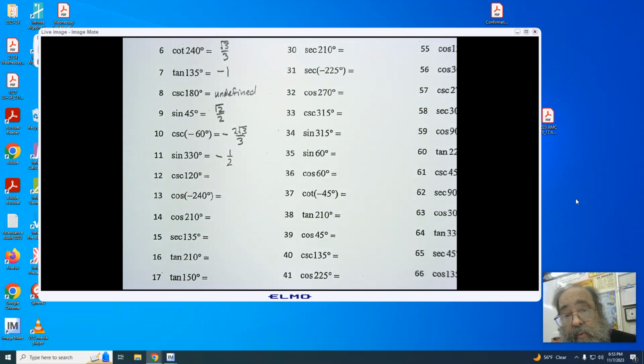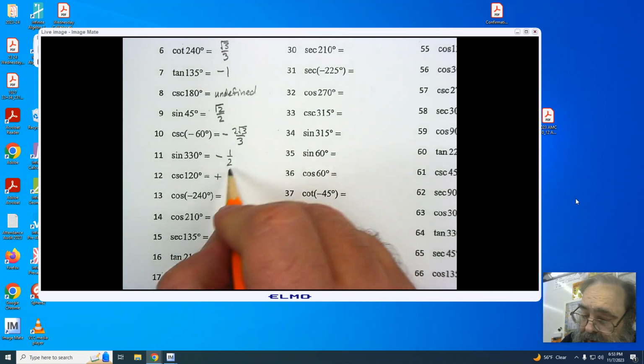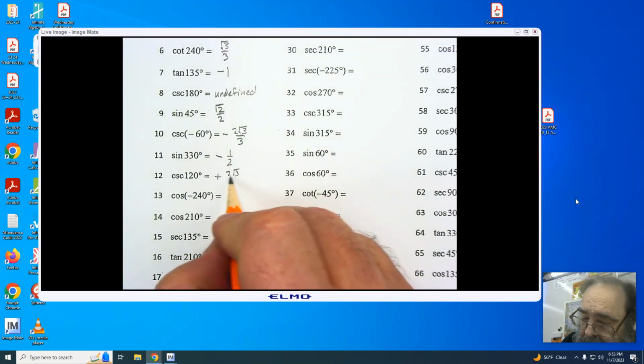Cosecant of 120 degrees. This is in the second quadrant. Cosecant, like sine, is positive in the second quadrant. I know it's a positive. If I take 180 and I minus 120 degrees, I get a 60-degree angle. With a reference angle of 60 degrees, I know my sine is √3/2. Taking the reciprocal, I get 2√3/3.